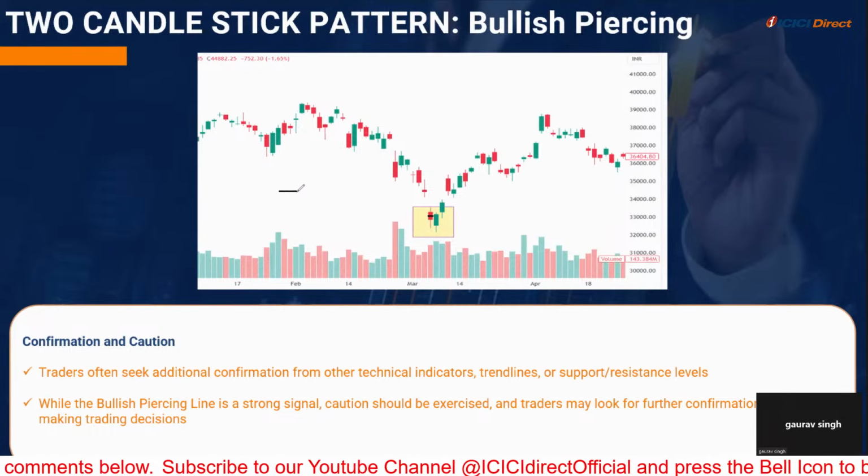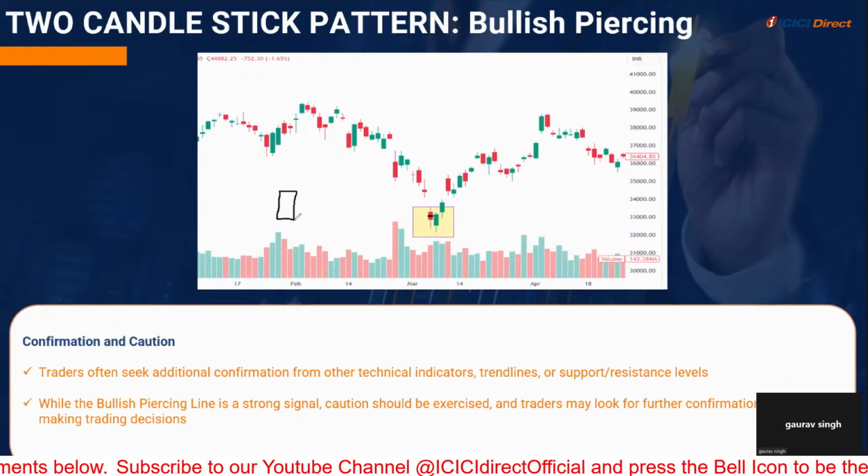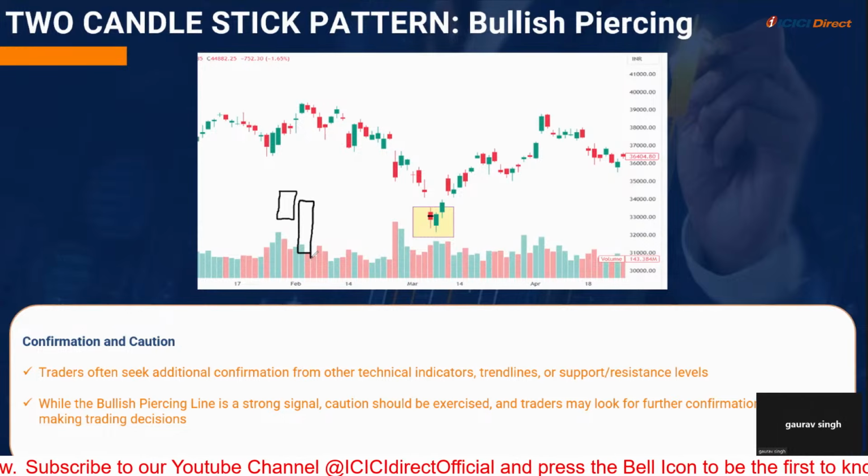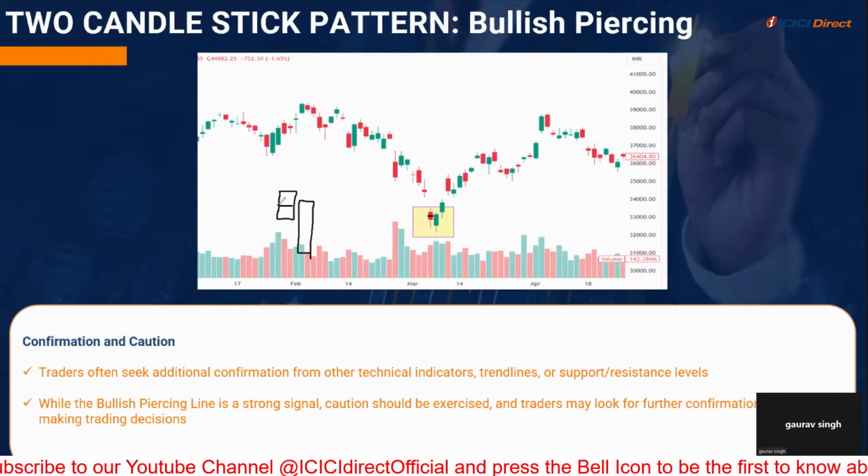Suppose this is my red candle. My green candle can open here also. It doesn't matter, but it should close at least 50% above this mark. It should close above this mark.